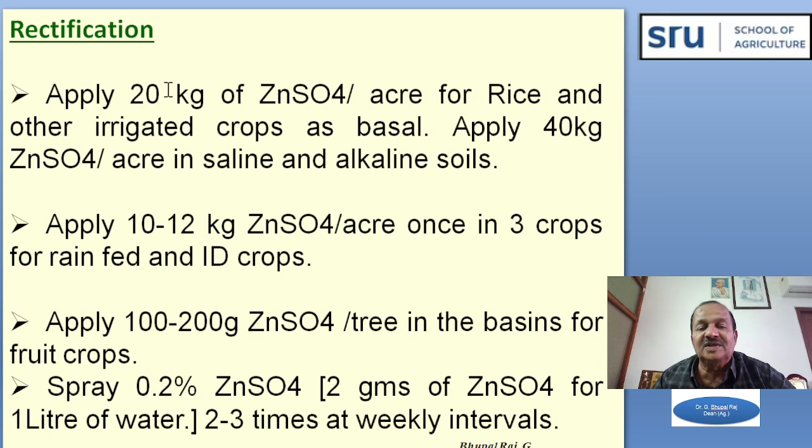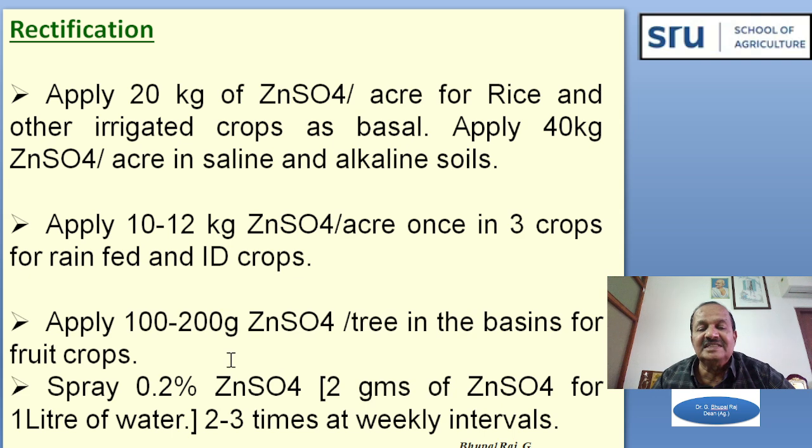So instead of 20, we have to apply 40 kg zinc sulfate per acre in saline and alkaline soils. In rain-fed and irrigated dry crops, where irrigation is not sufficiently available, the general recommendation is 10 to 12 kg zinc sulfate per acre. And if you go to tree crops, for example mango, guava, citrus, it is recommended to apply 100 to 200 grams of zinc sulfate per tree. In the basins, we apply away from the trunks, mix the soil and cover it. All this is the recommendation for fruit crops.